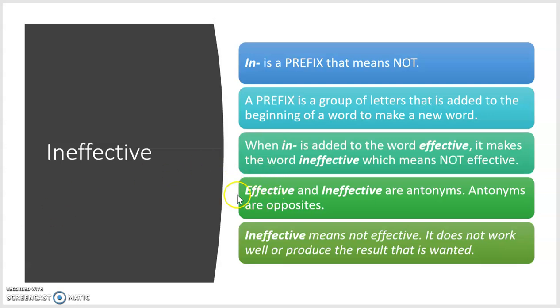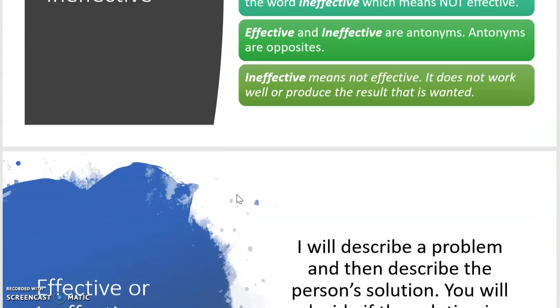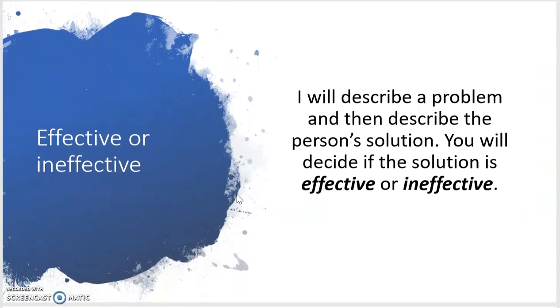So you can see here in these green boxes, effective and ineffective are what we call antonyms, and antonyms are opposites, kind of like hot and cold. So effective and ineffective are opposites. Ineffective means not effective. It does not work well or produce the result that is wanted. So I'm going to describe a problem and then describe the person's solution. I want you to think in your brain, was that solution effective or was it ineffective?